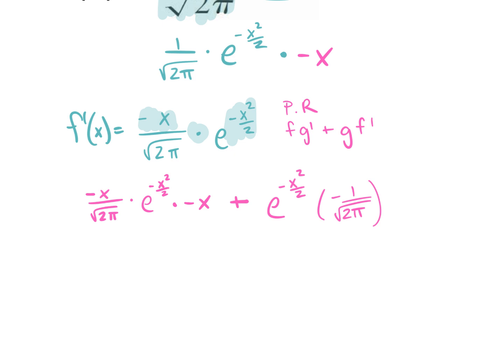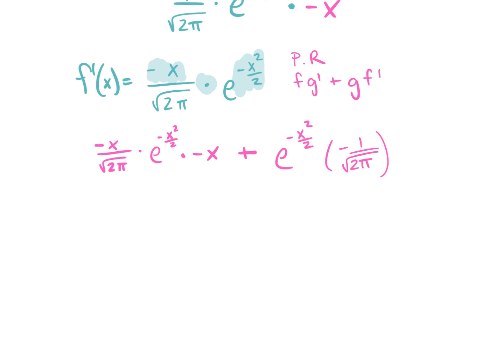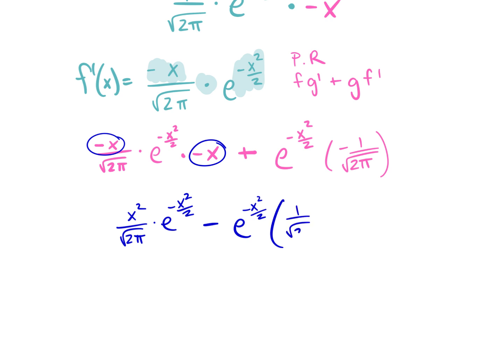So let's do some simplifying. I can combine the x's in my first term here. What's negative x times negative x? X squared, perfect. So we've got x squared over square root 2 pi times e to the power of negative x squared over 2 plus e to the power of negative x squared over 2 times negative 1. I'm going to make this a minus here. Just pull the negative out front and leave it positive 1 over square root 2 pi. So this is our second derivative. We could write this a little bit neater. Do we have any GCFs that we could take out?